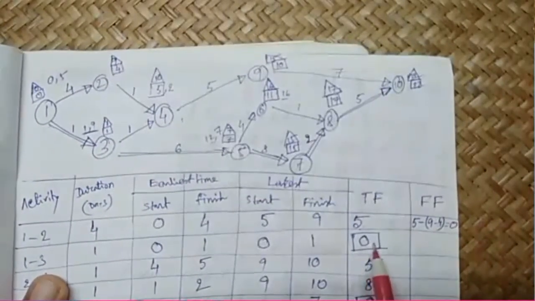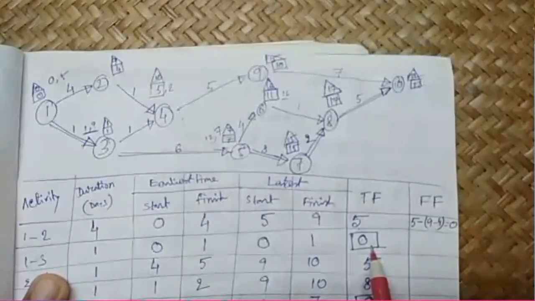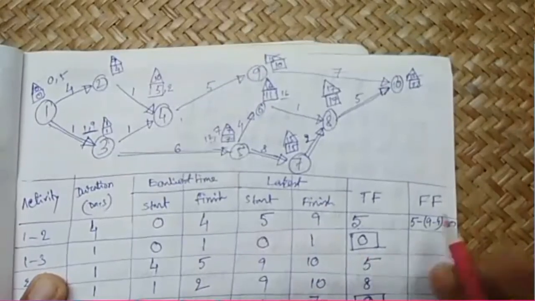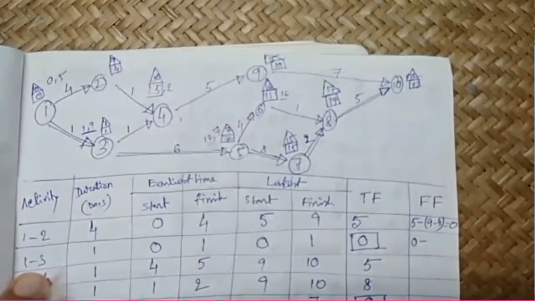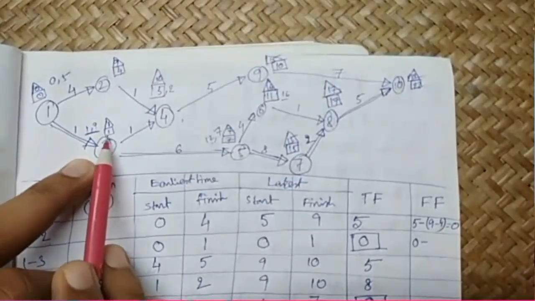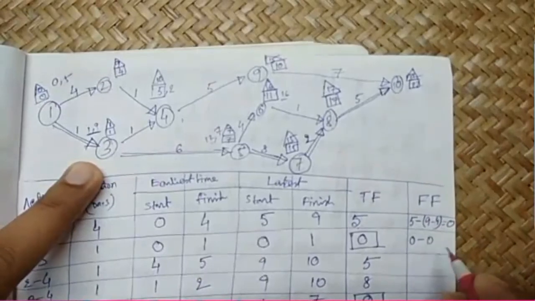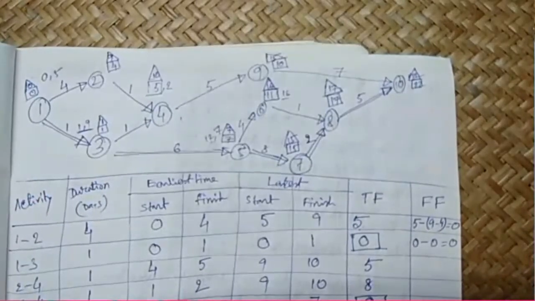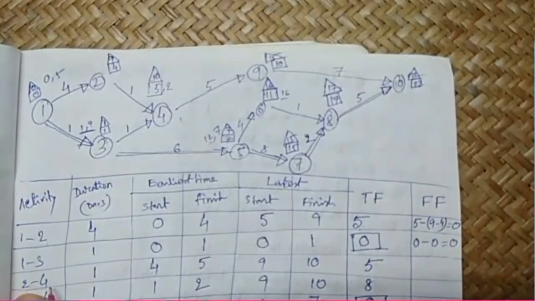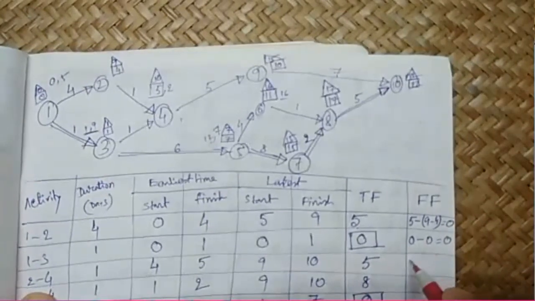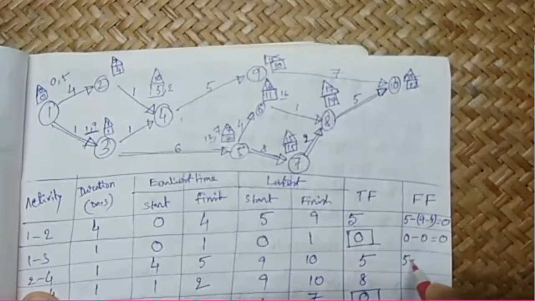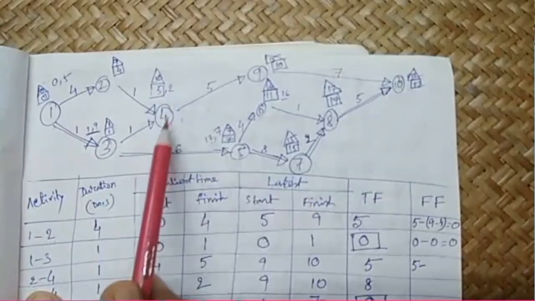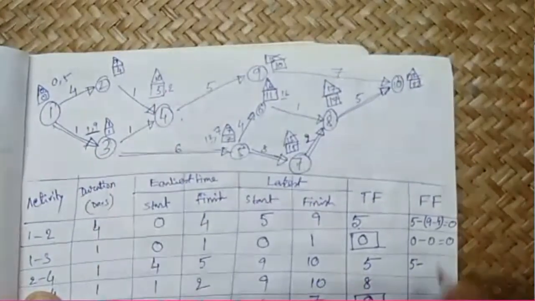Now when we go to next activity 1 3, we will find this total float is 0, and activity 1 3, here the slack is 1 minus 1, 0. So this becomes 0 minus 0, and it is of course again 0. Similarly for 2 4, our activity is 2 4. Our free float will be total float 5 minus head event slack. That means 2 4. Head event is 4. So 10 minus 5 becomes 5.